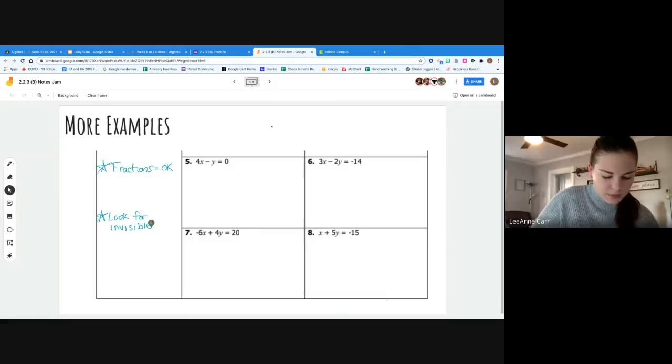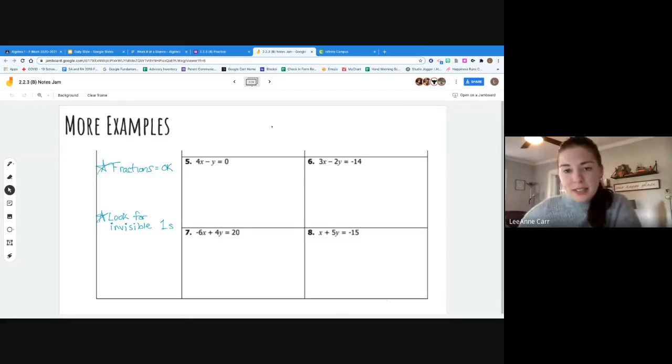The other thing I want to remind you of is to look for invisible ones. All right, so what that means, if you have a variable with no coefficient, no number in front, there is an invisible 1 there. So just be on the lookout for those, all right?